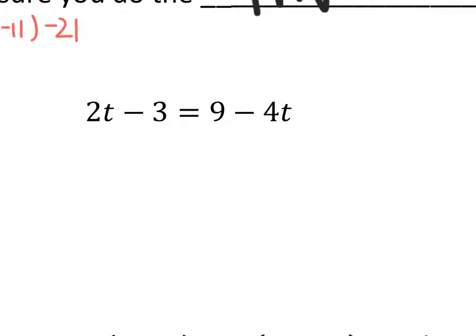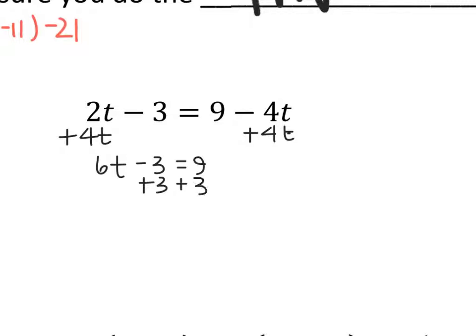Okay, the second one, I want to get my t's together. So I'm going to add 4t because this was a negative 4t. I'm going to add 4t to each side. So I have 6t minus 3 equals 9. And then I add 3. So 6t equals 12. And I divide both sides by 6, so t equals 2.